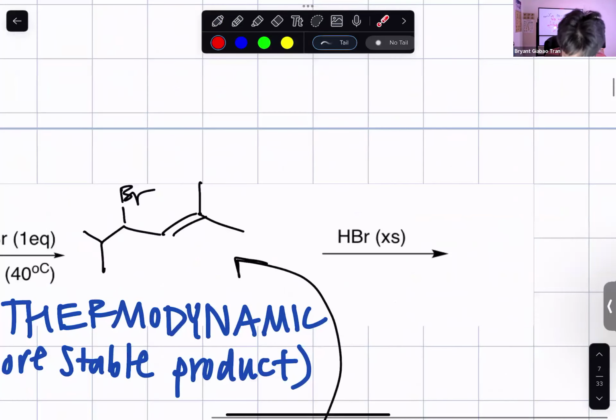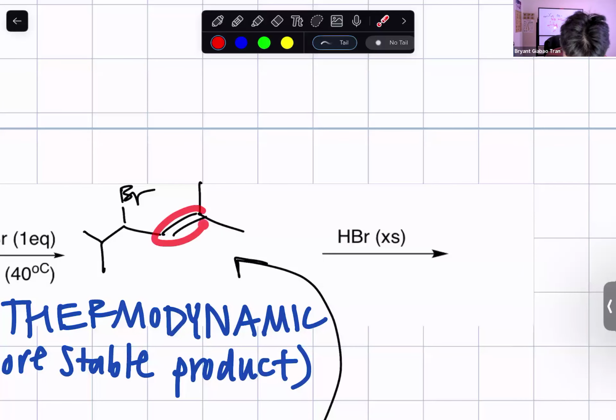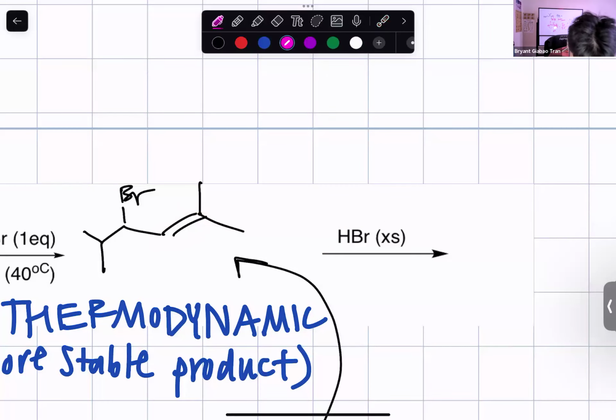So now this is going to go back to the midterm 1 material. The alkene here is going to react with HBr, right? So let's just do that reaction.